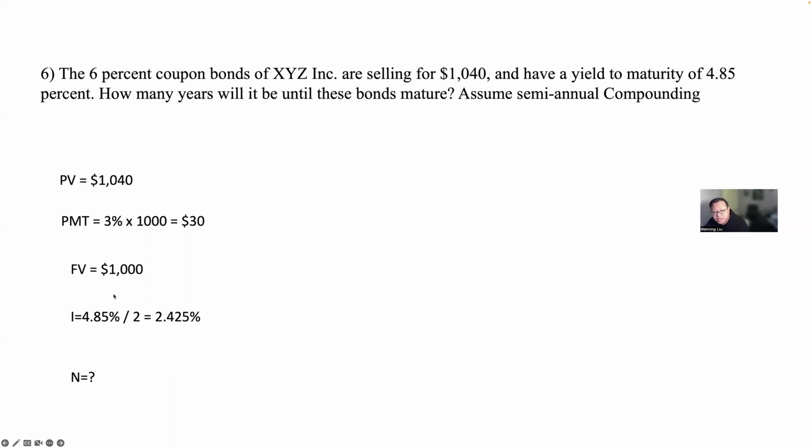So once you enter these numbers in, you should get N of 7.7. But this is semi-annual, and to figure out the years, divide by 2. So it turns out to be 3.85 years. So this is what I can offer you about the Chapter 12 bonds. Happy study.